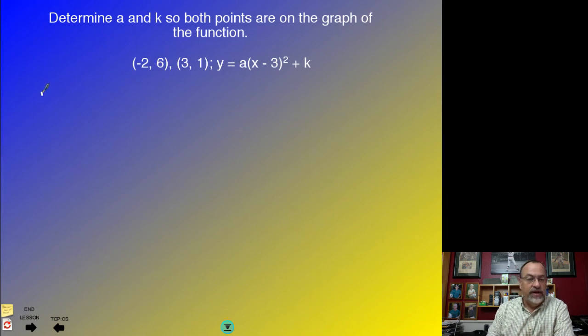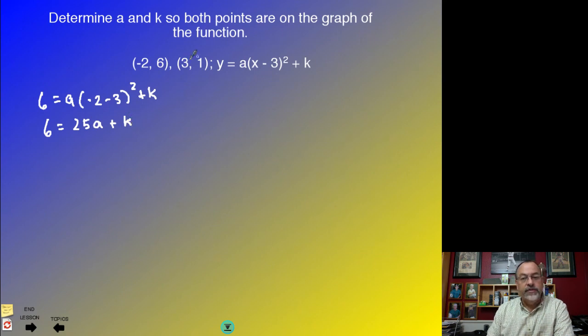So I have a y value of 6 is equal to a times my corresponding x value of 2 minus 3 squared plus k. Simplifying this as far as I can, this is negative 2 and negative 3, which is negative 5. Negative 5 squared is 25. So this is 25a plus k. Again, 2 variables, can't solve it. Let me rewrite that. I just didn't like how I had that. Now I substitute in the x and y for the other variables, or for the other coordinate, and see what I get.